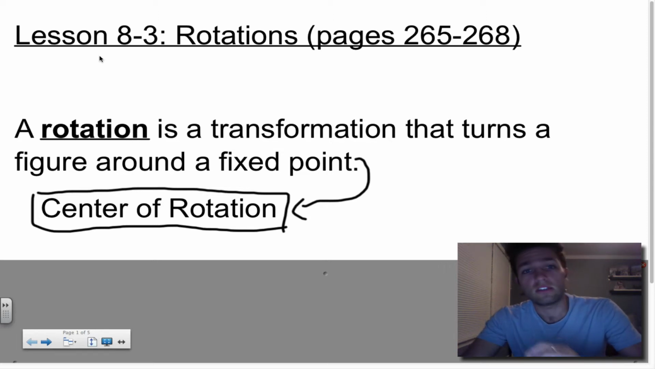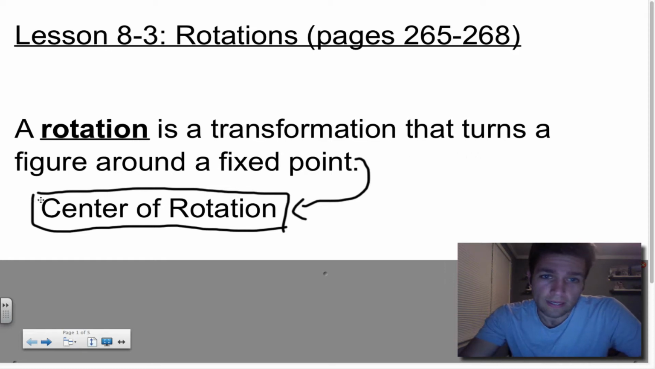What is a rotation? A rotation is a transformation that turns a figure. So if you're looking for that one-word definition, a rotation is a turn, and it turns it around a fixed point that's known as a center of rotation.